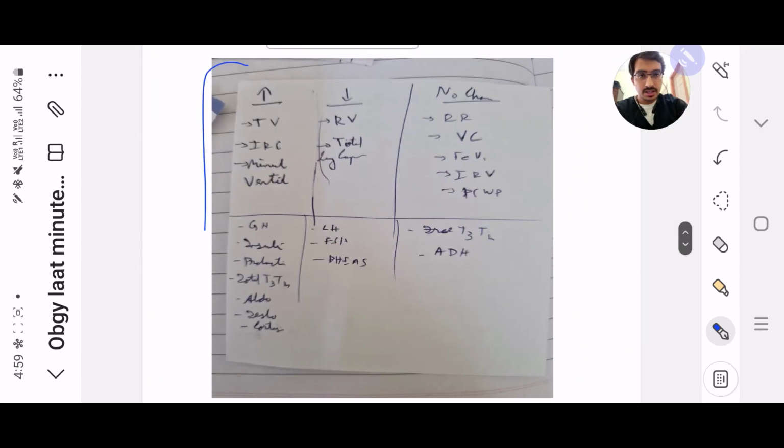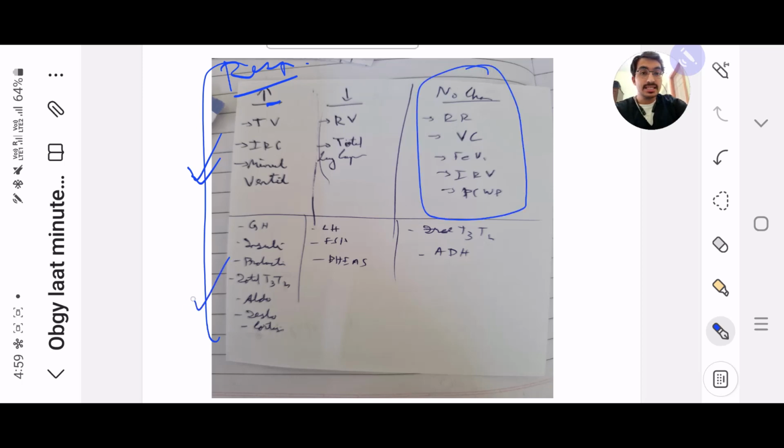Next, the villi: primary villi, secondary villi and tertiary villi, when they are formed and what exactly is the content. Next, the physiological changes in pregnancy. This one is related to the respiratory system. What is increased: tidal volume, IRC, minute ventilation. What is decreased: the residual volume and the total lung capacity. What is not changed is this, and these are the hormones. Similarly, in pregnancy, which are increased, which are decreased, and which have no change.